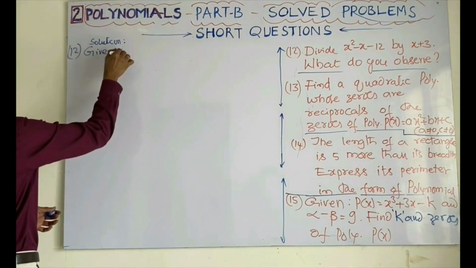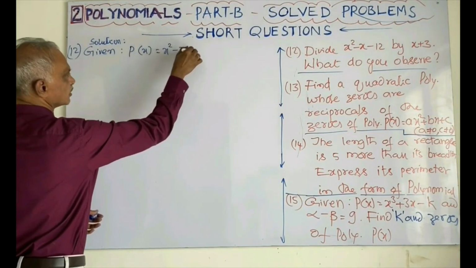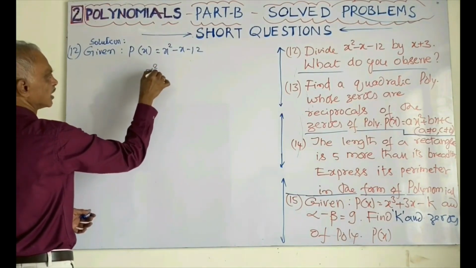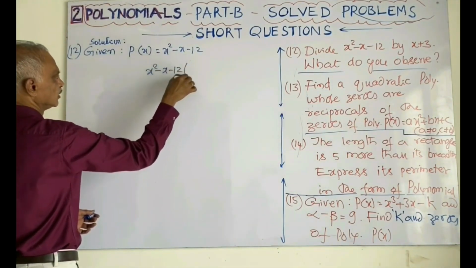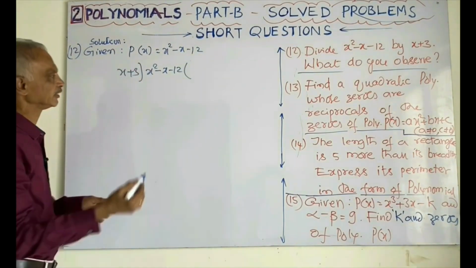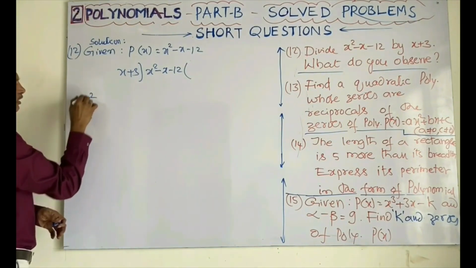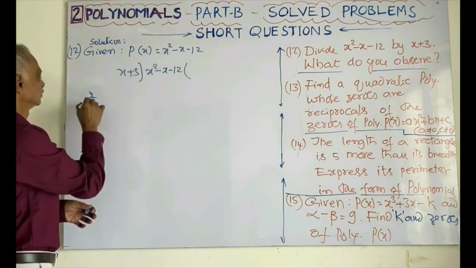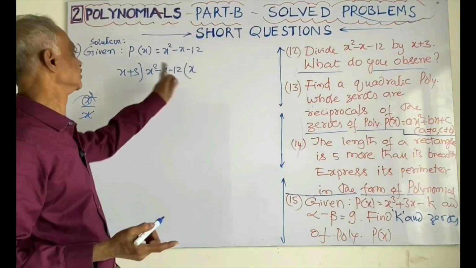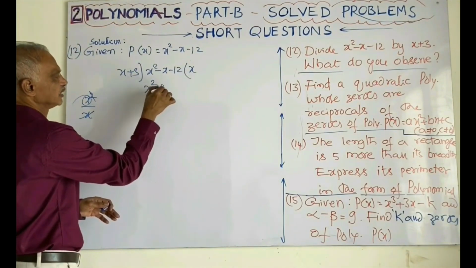What is given here? P of x is equal to x square minus x minus 12. We have to divide it by x plus 3. Already I told you, x square by x, x cancel. We have to multiply with x. X into x, x square. X into 3, plus 3x.